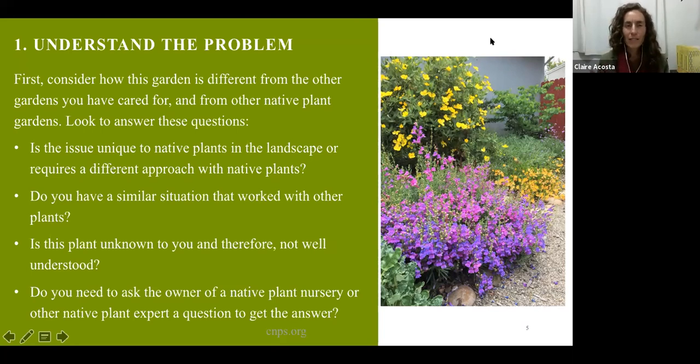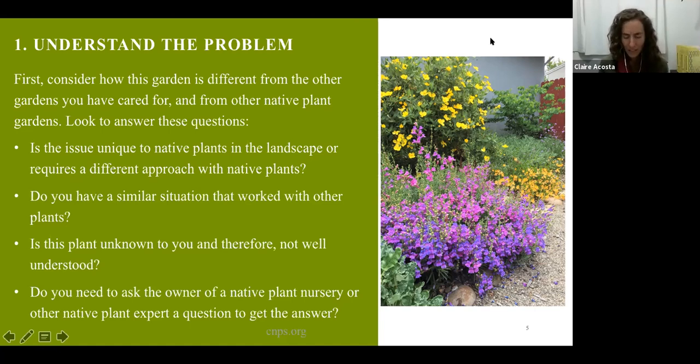I think the curriculum is very much for folks that are in maintenance already with maybe more conventional gardens, so a lot of the language is about how to transition with natives. So consider how this is different from the other gardens I work with, whether they're native or not. These are questions that should go through your mind: is the issue I'm having unique to native plants? Or does it require some different approach with native plants?